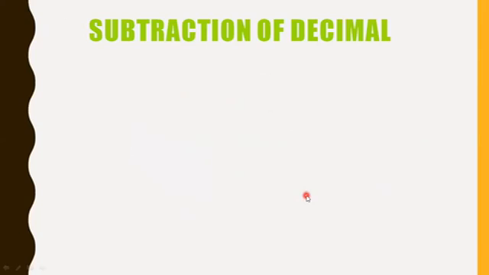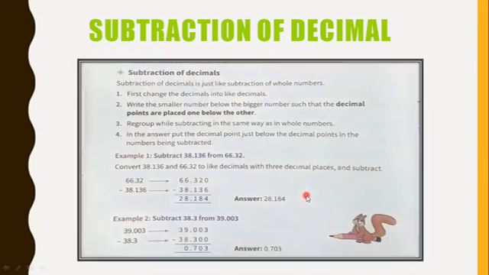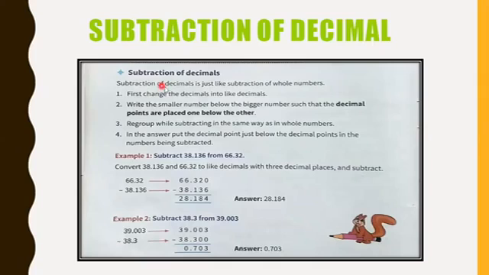Next, let us see subtraction of decimals. So how will you subtract? Subtraction of decimals is just like subtraction of whole numbers. First change the decimals into like decimals. Write the smaller number below the bigger number such that the decimal points are placed one below the other. Regroup while subtracting in the same way as in whole numbers. In the answer, put the decimal point just below the decimal points in the numbers being subtracted.